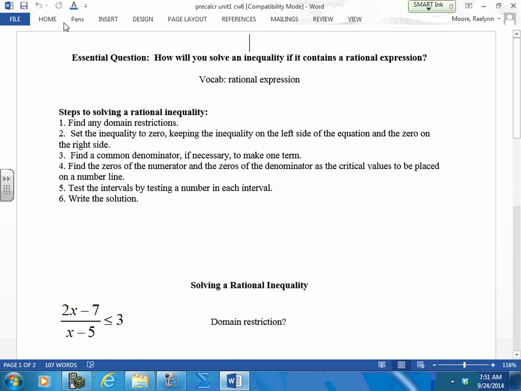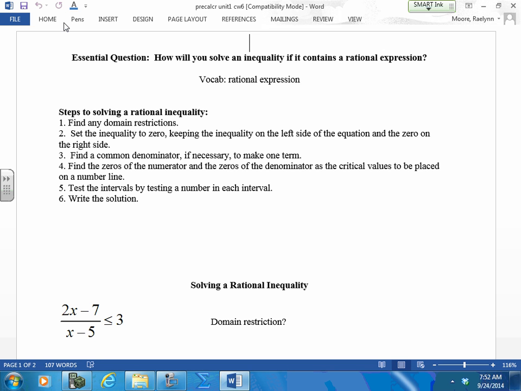First step we're going to do is to find any domain restrictions. And in a denominator, it cannot be 0. So if we have a fraction, we have to set any denominators equal to 0. And we're going to find your domain restrictions. Then we're going to set your whole inequality equal to 0, keeping everything again on the left-hand side. You may end up having to find a common denominator and make the left-hand side into one term.